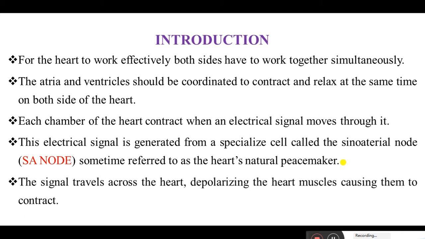As the sinoatrial node generates this electrical impulse, this electrical signal travels across the heart, depolarizing the heart muscle, causing them to contract.